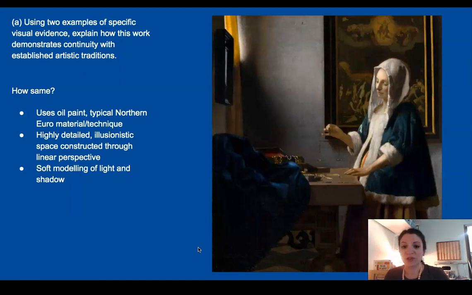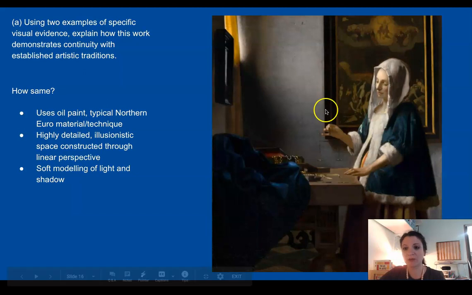a three-dimensional space on a two-dimensional plane. And how is he doing that? How is Vermeer doing that? Well, he uses linear perspective to create that sense of dimension within the space. The orthogonals of the room meet at her pinky finger, which is the vanishing point.